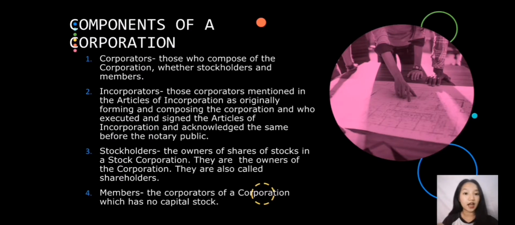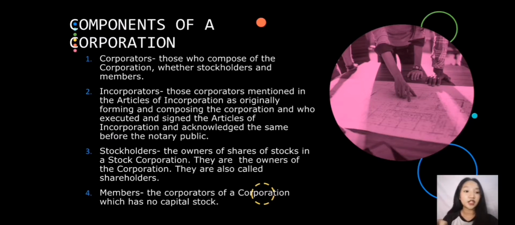Next is the incorporators. Those corporators mentioned in the Articles of Incorporation as originally forming and composing the corporation and who executed and signed the Articles of Incorporation and acknowledged the same before the notary public. So incorporators, they are the persons who originally formed the corporation and whose names appear in the Articles of Incorporation. So basically, they are the founders of the corporation. Sila yung mismong nagtatag ng corporation.